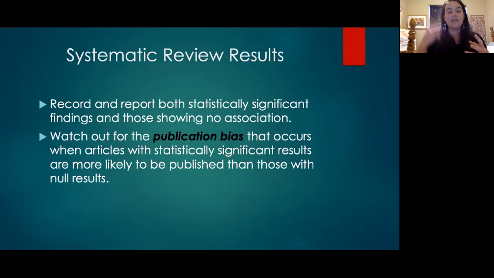But we have to think back about something that you have no control over, really, which is publication bias. That occurs when articles with statistically significant results, so if you do find an association, are more likely to be published than those with null results. And I say watch out, but again, you have no control for it, and you can't really watch out for that. This is just something that historically has happened in research, and something to note if you do look at systematic reviews or even just your own literature review, that stuff might not be published that might not have found some sort of association.